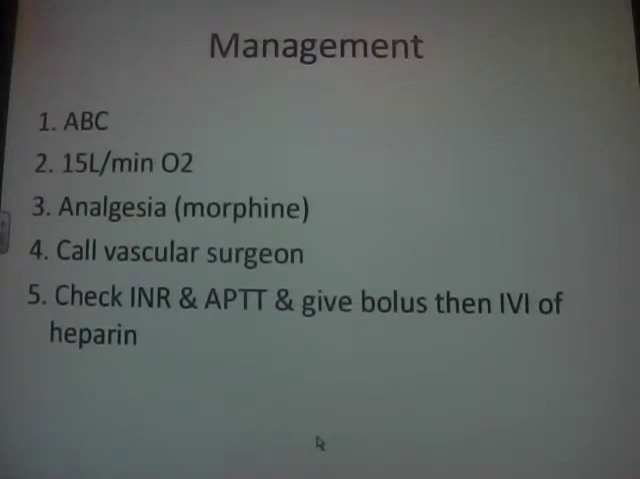So management of acute limb ischemia we already went through: ABCDE, some painkillers, call a vascular surgeon, and then low molecular weight heparin, generally by infusion. Why do you need to check the INR and the APTT? It's more just if they're already warfarinized.